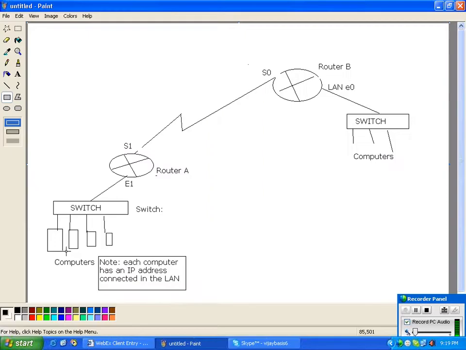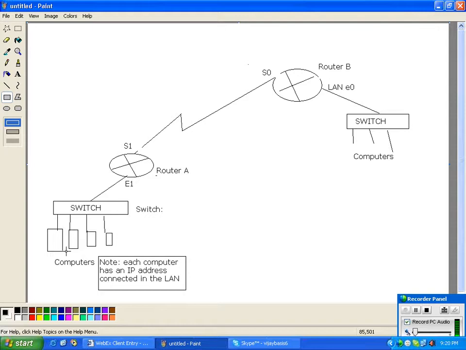I'm just giving an example here. Computers will be connected to the switches. A switch will have its capacity: a 12 port switch, 24 port switch, 48 port switch, depending upon the switch type. These switches are modular or non-modular. Modular switches mean you can add on cards into the switch, increasing the number of ports in the existing switch.